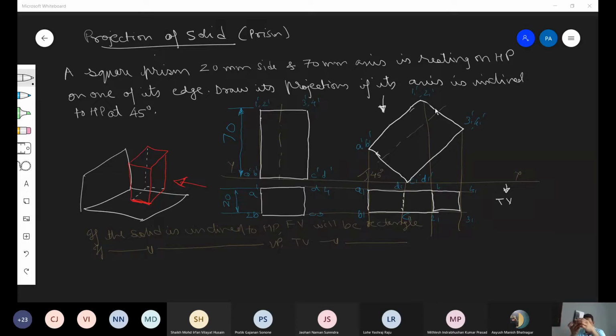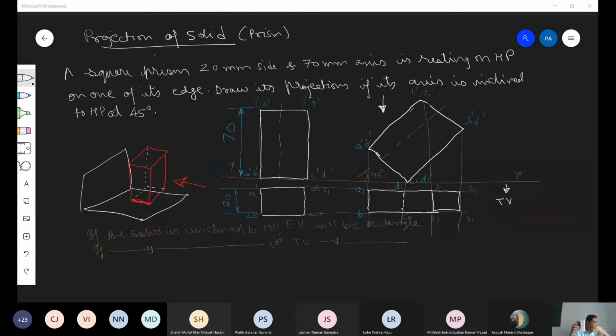So front view, top view, side view. When you see it from the front, it will be a rectangle. This is the rectangular prism, but the question here is of a square prism. It doesn't matter whether it is a square or rectangular prism. What is written in the next sentence? It is resting on one of its edge on the HP.